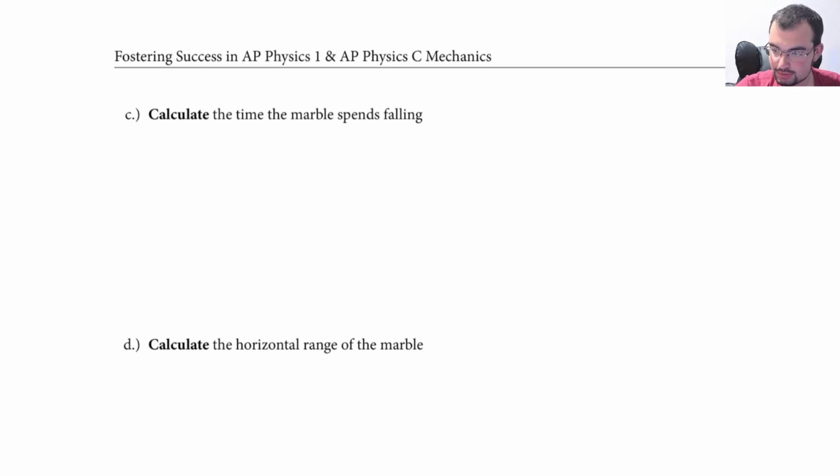Calculate the time the marble spends falling. Well, it's a falling marble with no initial y velocity, so that's important. We can still use free fall because yes, there's velocity, but it is not vertical, only horizontal. And the free fall equation or the kinematics are applied in the y direction. So we use the y velocity, which is 0. So we can just simplify. We can use our good friend h equals 1 half gt squared.